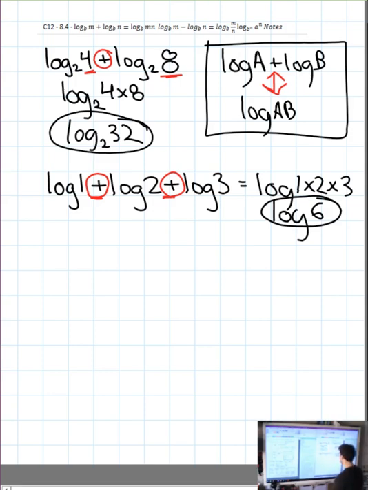And feel free to check the answer on the calculator. Log 1 plus log 2 plus log 3 equals log 6 equals. Make sure those are the same. So now let's take a look at a division. So let's take log base 3 of 27 minus log base 3 of 3.